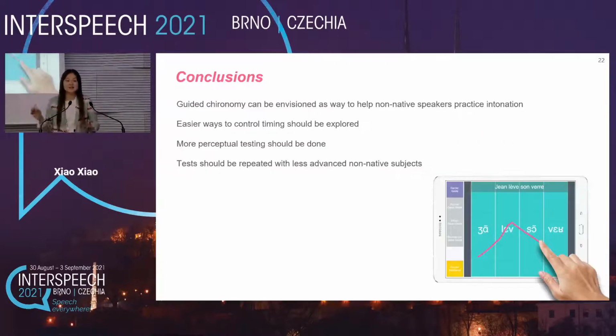And so, based on all of these results, we can safely conclude that chironomy, especially guided, can be envisioned as a way to help non-native speakers practice intonation. But we should think about easier ways to control timing, and in the future consider more perceptual testing, and if the situation in the world allows, find less advanced subjects where we can maybe see more improvement. Thank you very much.